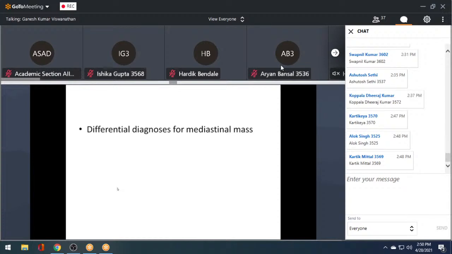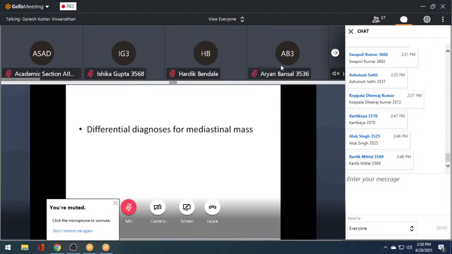Atyam Sai Praveen. Sir. Yes. The patient has a mediastinal mass. What are the causes you can think of? What are the diseases which can present with a mediastinal mass? Thymoma. Okay, thymoma is one.